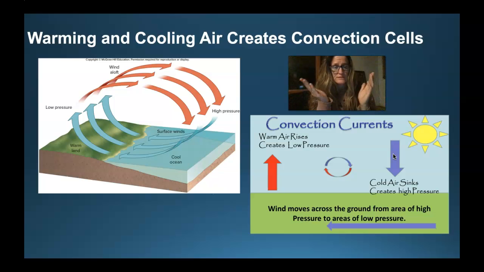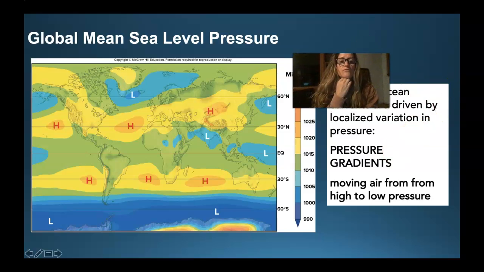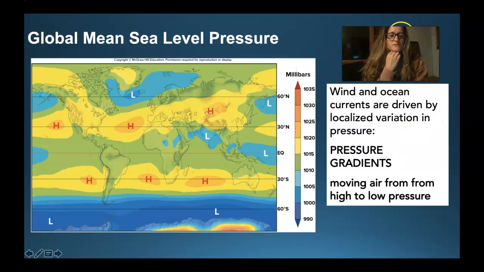The reason wind blows is because it blows from a high pressure to an area of low pressure. So high pressure to low pressure is the wind. Now let's look at what that looks like for our ocean basins.